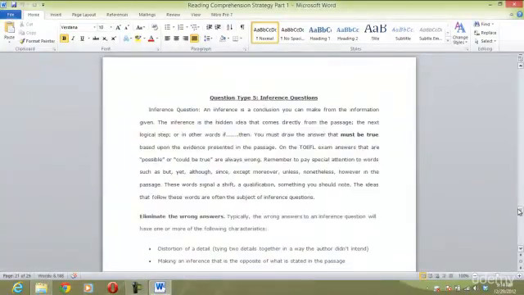Inference questions. Many students find the inference question to be a problem. They find it gives them some difficulty. The inference question can be easy to manage if you understand that you must choose the answer that is true.